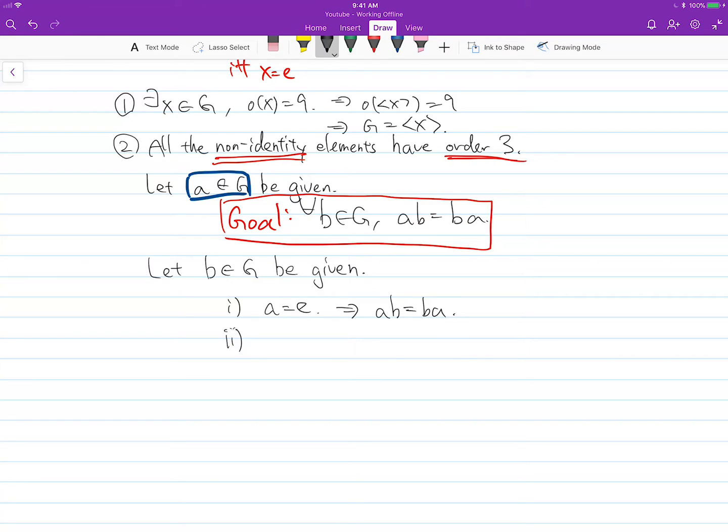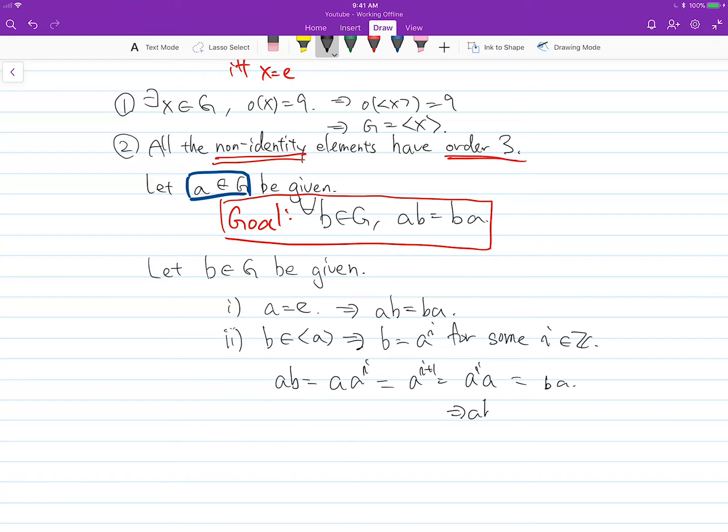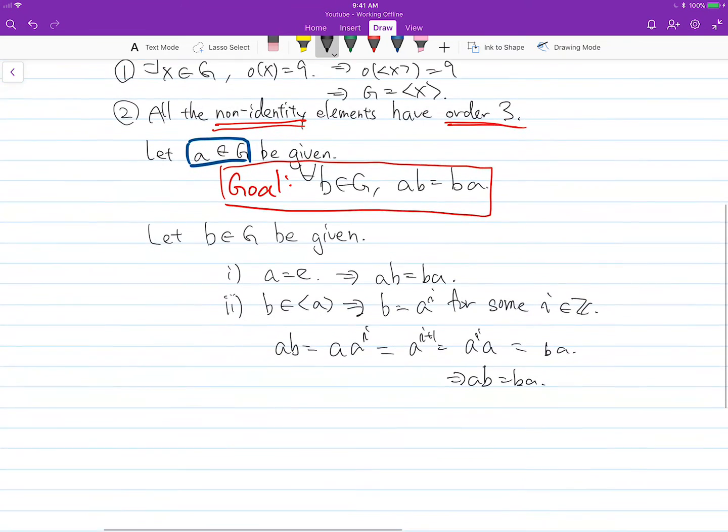The second case is B is in the cyclic group generated by A. That means B equals A^i for some i in Z. Then AB equals A·A^i, which is A^(i+1), then A^i·A, which is BA. Therefore, we get AB equals BA. So these two cases are pretty simple.